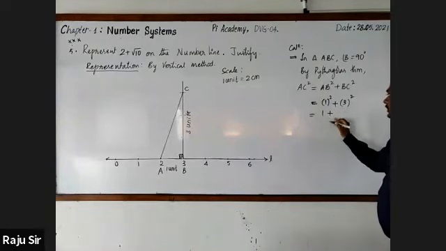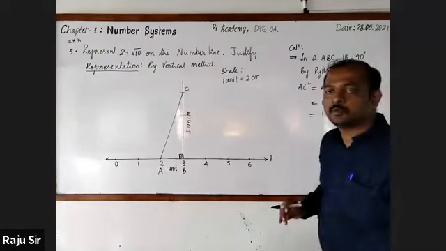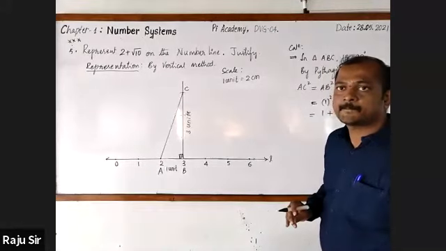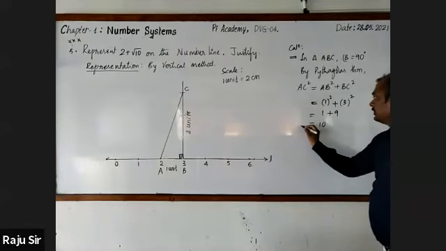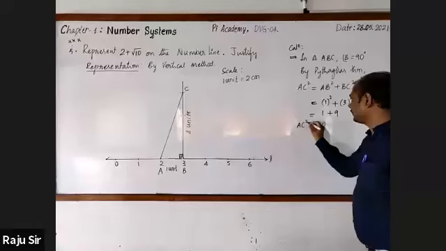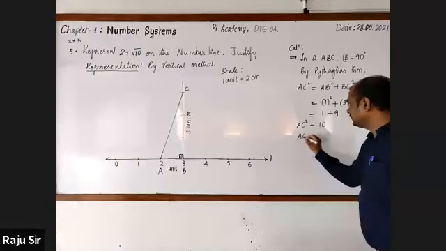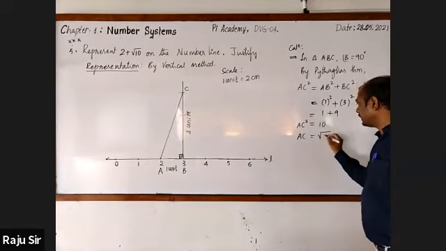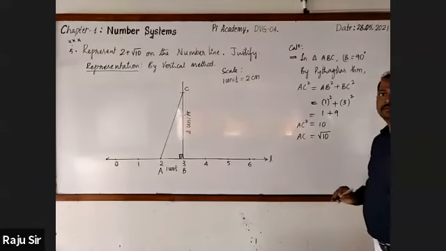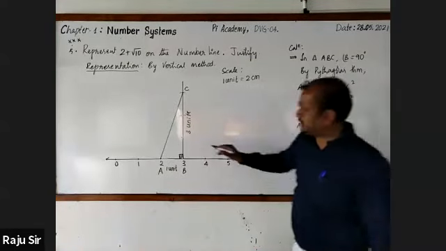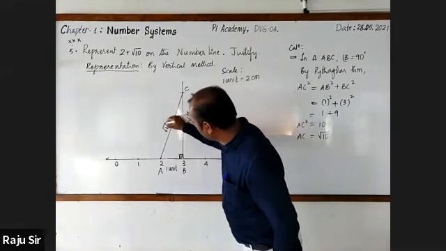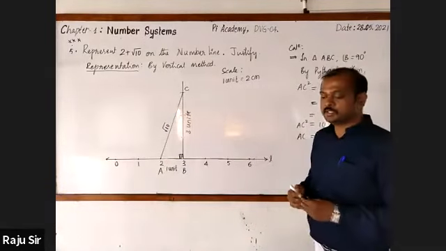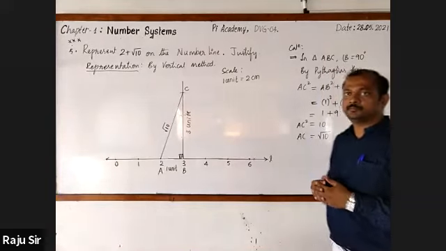1 square is 1. What is 3 square? 9. 9 plus 1 is 10. So now AC square equal to 10. Let us write AC equal to square root of 10. Right. AC is root 10.